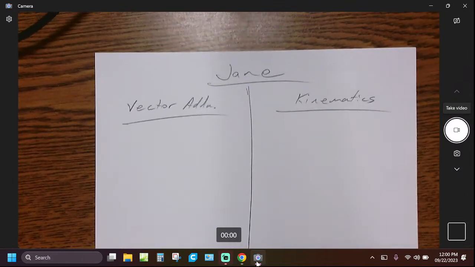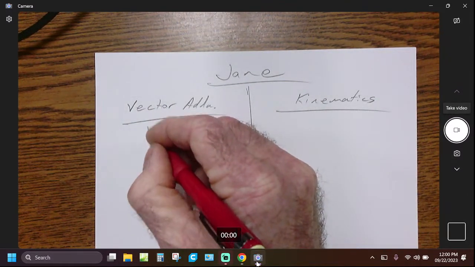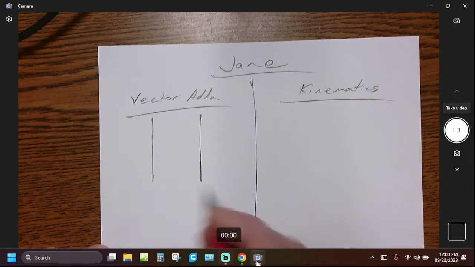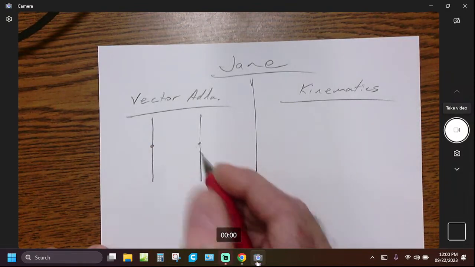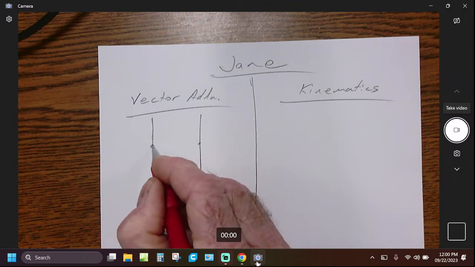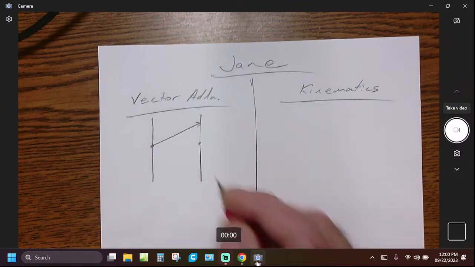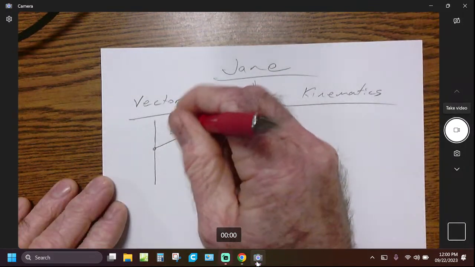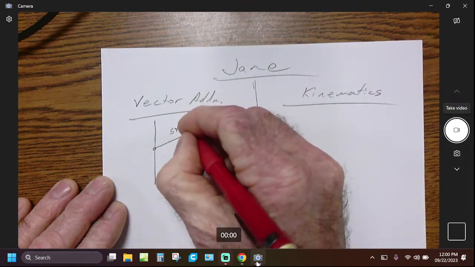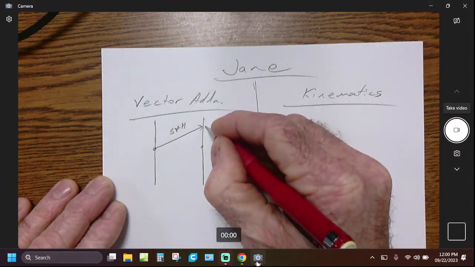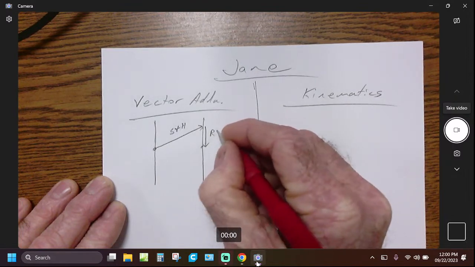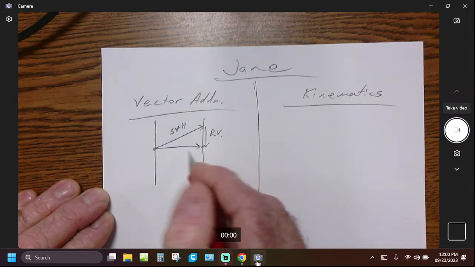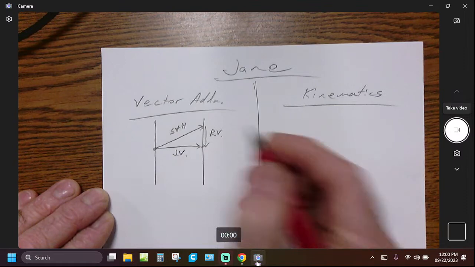First, the vector addition part. I think I'll draw a picture first. I could start with the table, but I'm going to start with the picture. This is what Jane's trying to do. Jane is going to go this way, but not really. This is Jane's speed and heading, which I'll abbreviate S and H. And then the river's velocity is like this, which I'll abbreviate RV for river velocity. So this is actually Jane's path. I'm going to call it JV for Jane's velocity.